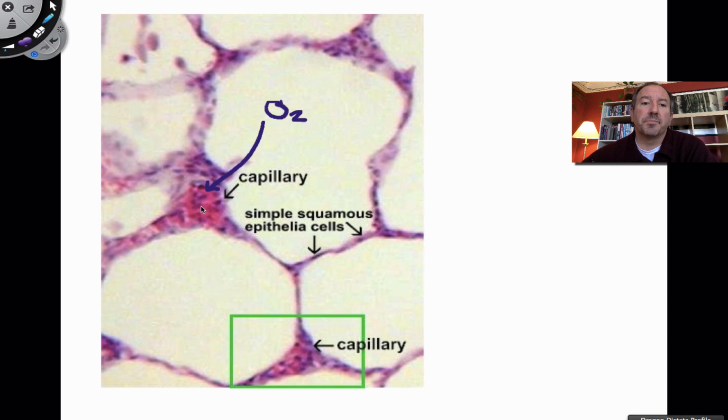And then likewise, carbon dioxide, which is present in the blood, is released back into the air sac. And so CO2 goes into the air sac, and then we breathe that back out. And so all this occurs across the simple squamous epithelia. And so that's kind of neat.